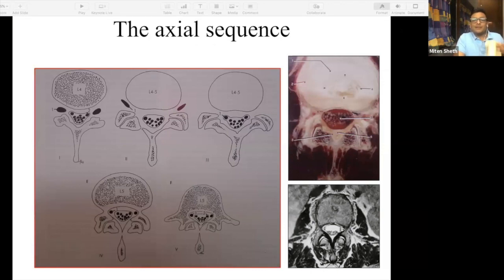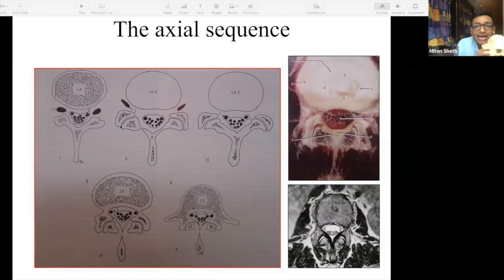Then comes the axial sequences. Axial sequences are basically where you cut the spine from the top and you see. Now the cutting of the spine typically happens at the upper end plate level, at the level of the pedicle, at the level of the lower end plate, and at the level of the disc space and the facet joint. So every time you will see L4, L4-5, L4-5, L5, L5. So always an axial cut is going to happen like this, where you have got multiple sequences.